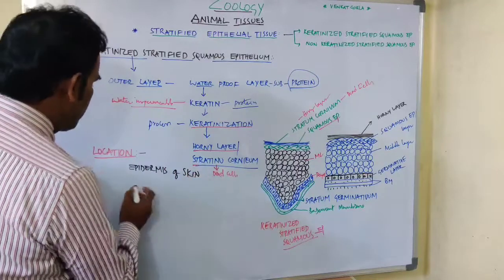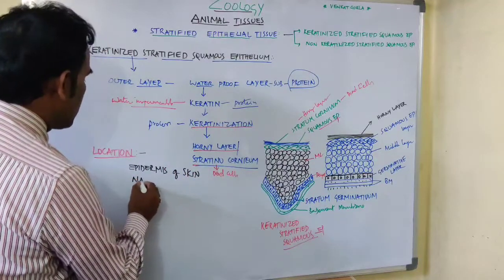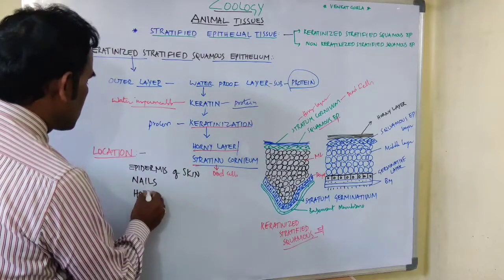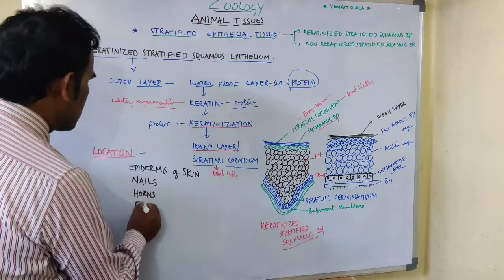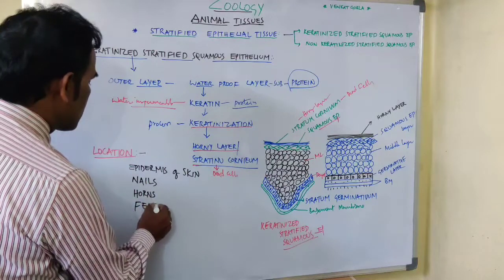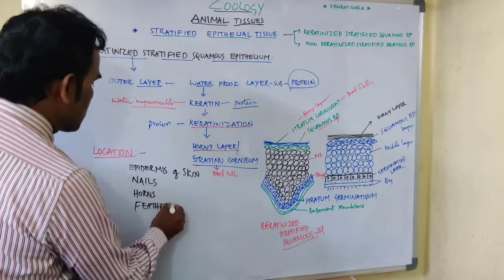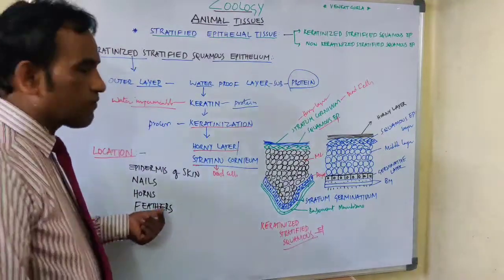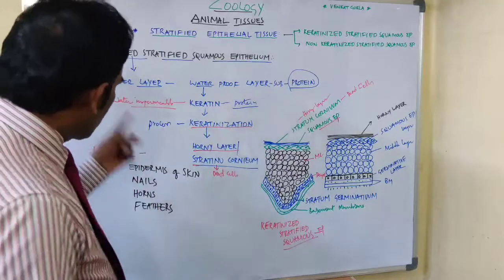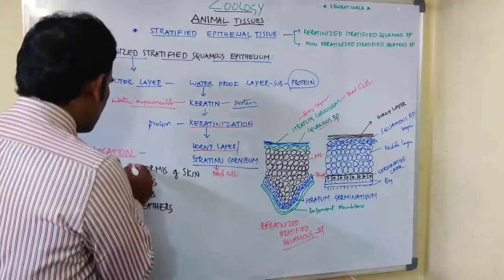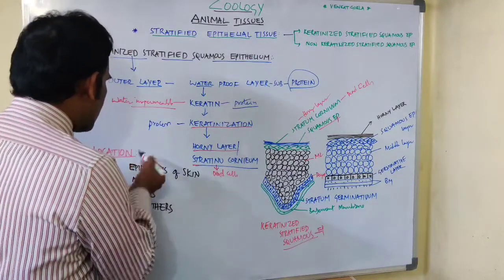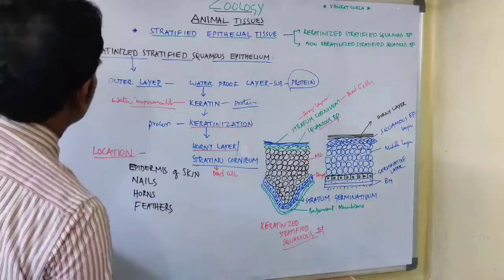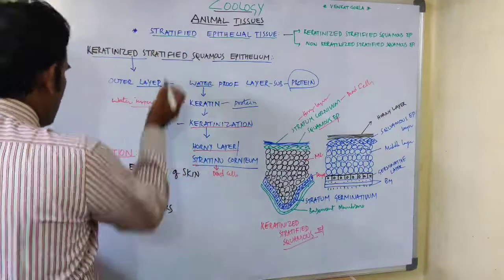Epidermis of the skin, nails, horns, feathers. So it is present in the epidermis of the skin, nails, horns and feathers, because this is keratinized stratified epithelium.